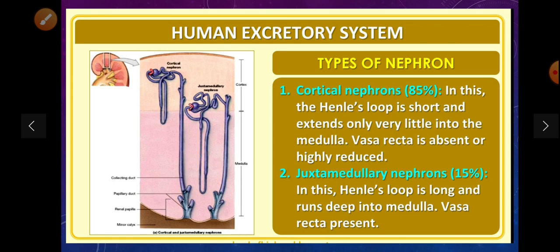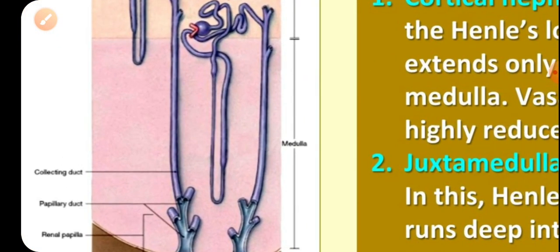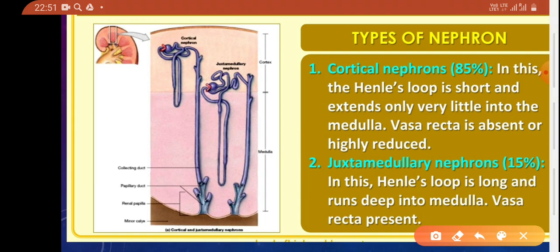Types of nephron: cortical nephron, that is 85%. In this, Henle's loop is short and extends only very little into the medulla. Vasa recta is absent or highly reduced. Juxtamedullary nephrons, that is 15%. In this, Henle's loop is long and runs deep into the medulla. Vasa recta present. Here we can see, from here it is cortex. This is medulla, collecting duct.